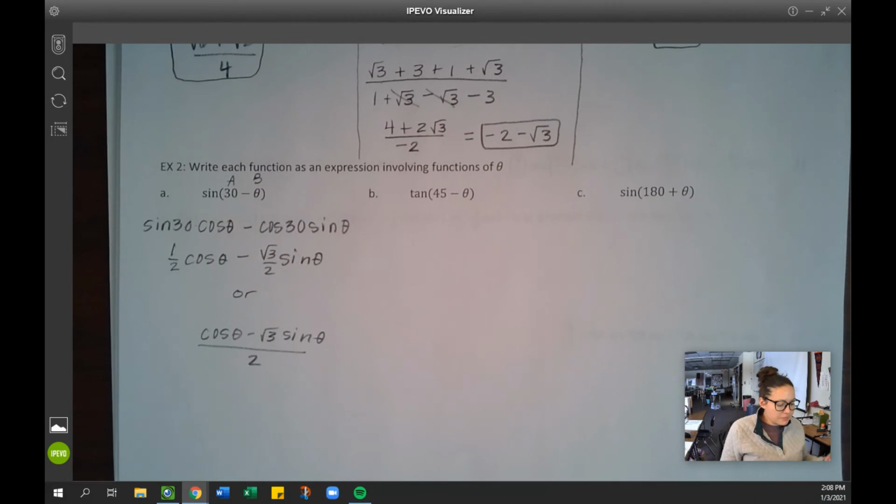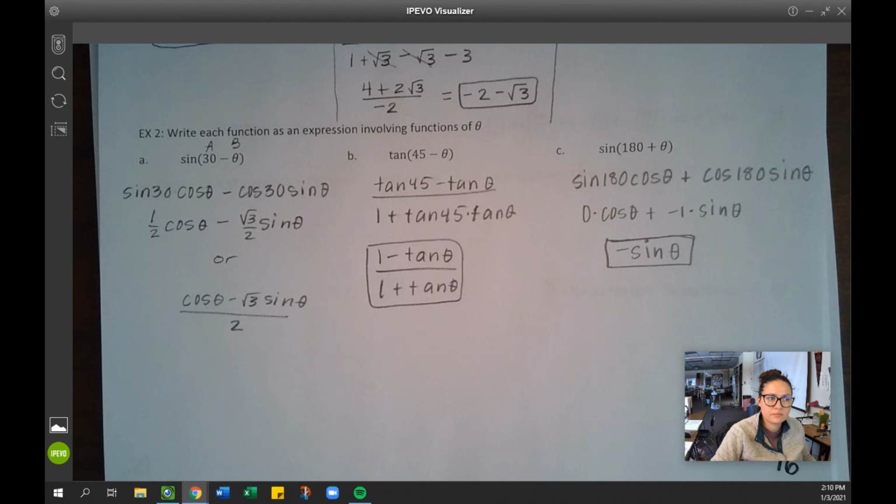All right, what I'd like you to do is pause the video and try parts B and C on your own. All right, so for part B, I got 1 minus tangent theta over 1 plus tangent theta. For part C, I got negative sine theta.